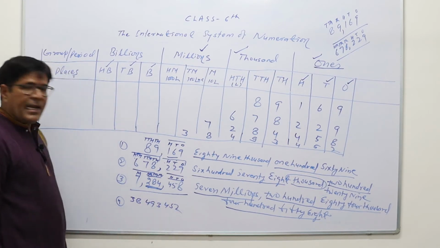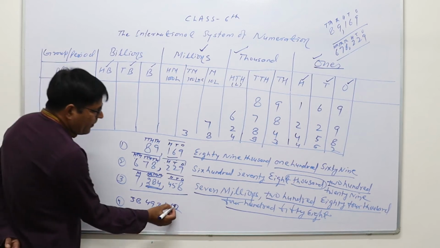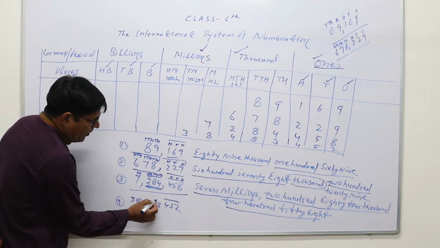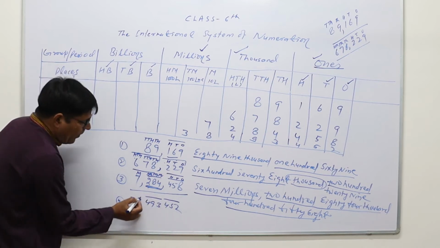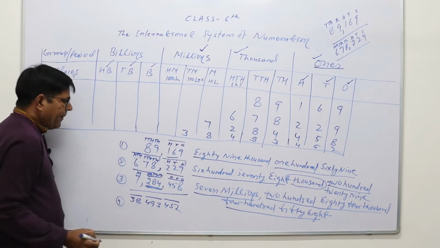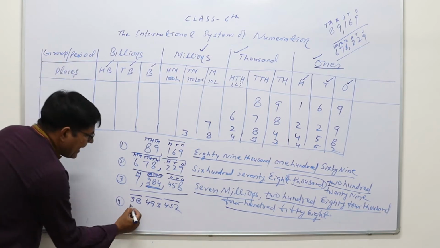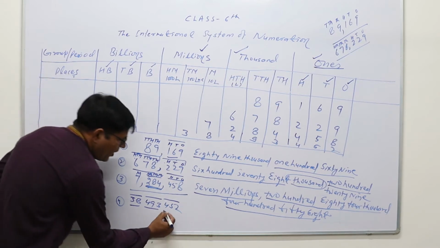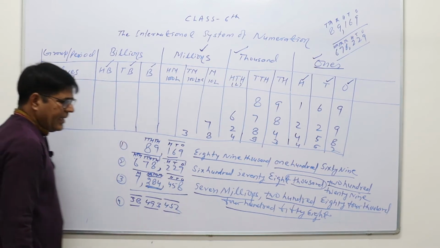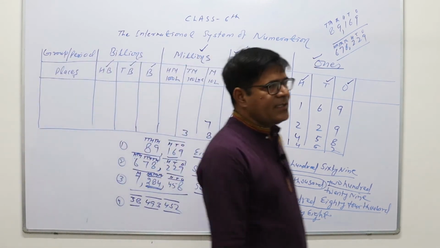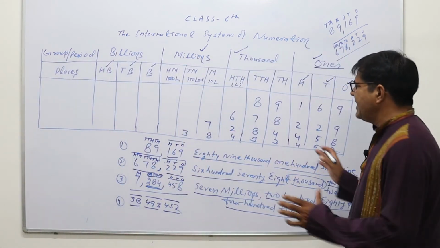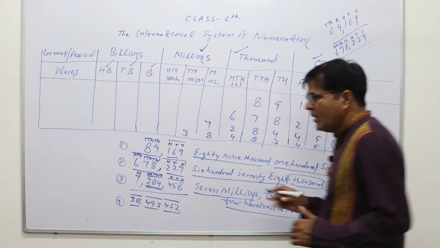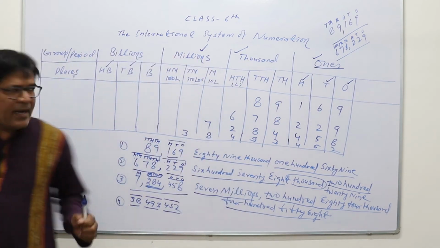Let us suppose the next number is 38493452. Again, how will we read this? Counting from the right hand side, the first 3 digits are the ones group, the next 3 digits the thousand group, and the next digits will be millions. So 38,493,452. In this way, in the international system of numeration, we write the number and write it in words form. So let us take some more examples.